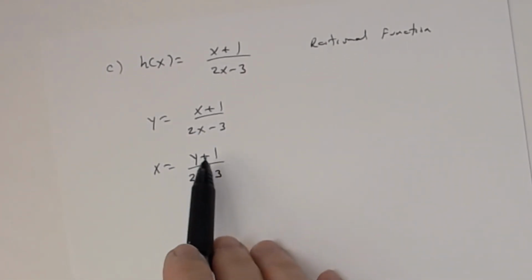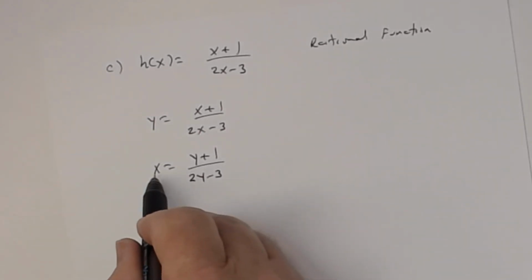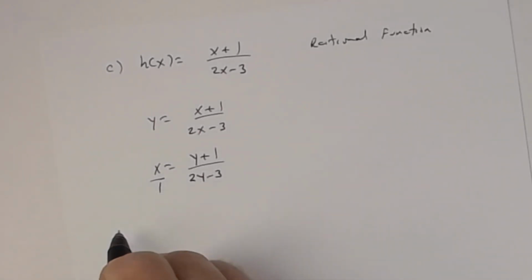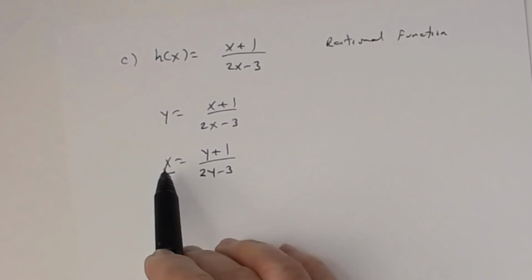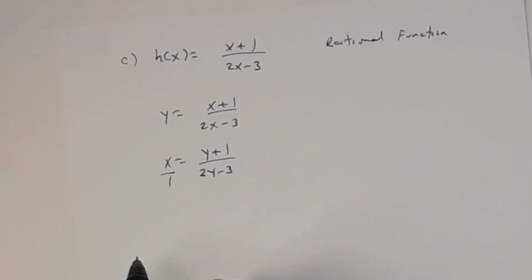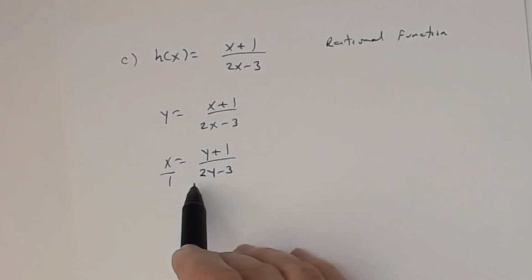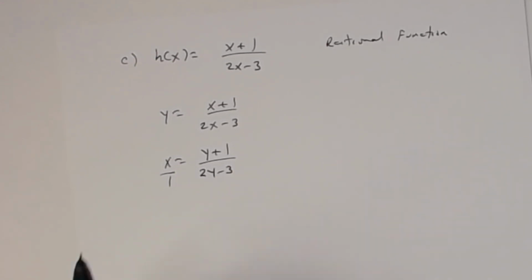Now we have a rational equation here. And so I'm going to go ahead and rewrite x as x divided by 1. And notice this is a proportion. So I have a rational expression equal to another rational expression. So I can just go ahead and cross multiply if I want to. Or if you look at this, the LCD is 2y minus 3.